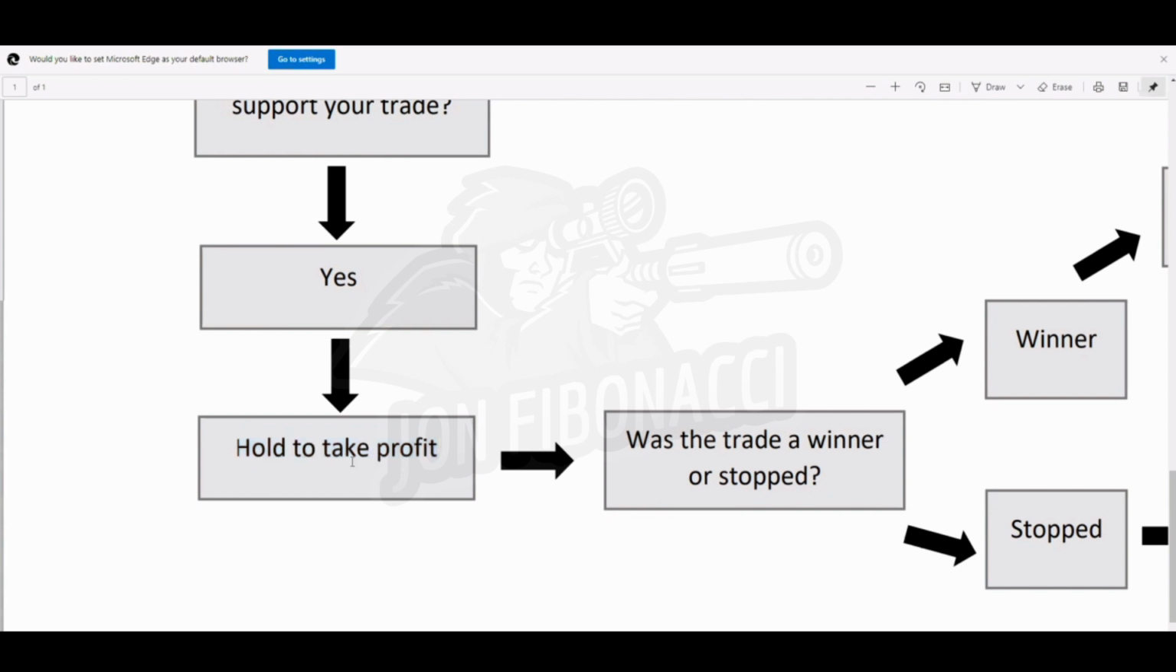So this is why that's in there. Hold the position to take profit. Hold it. That's all you gotta do. It's just hold it, and it's as simple as that.